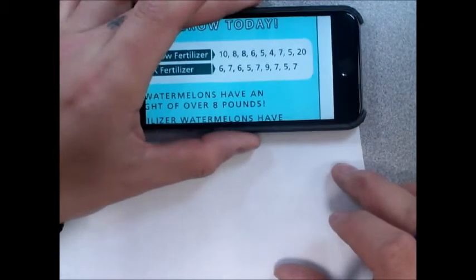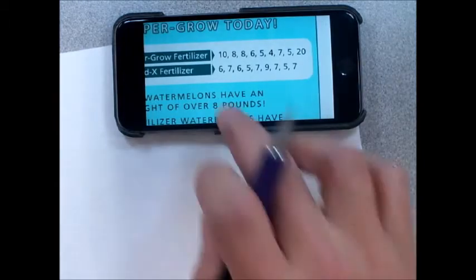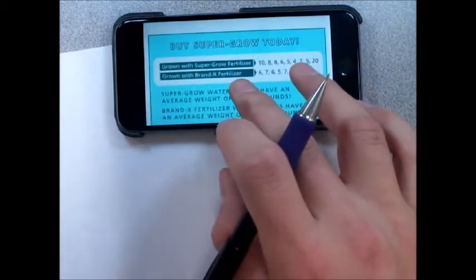Example 4, application of advertising. A Supergrow fertilizer placed this advertisement in the newspaper. Is the statement in the advertisement true? And does the statement accurately describe the data and explain? So, I will give you a hint. This has to do with an outlier of some sort. Okay? So here is the advertisement.